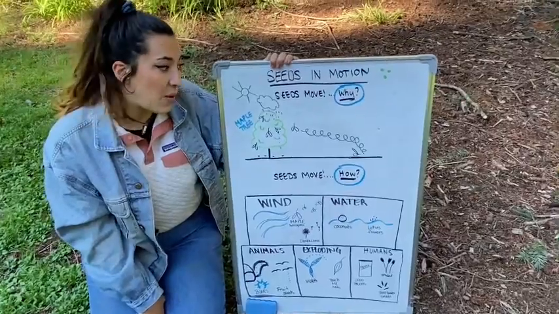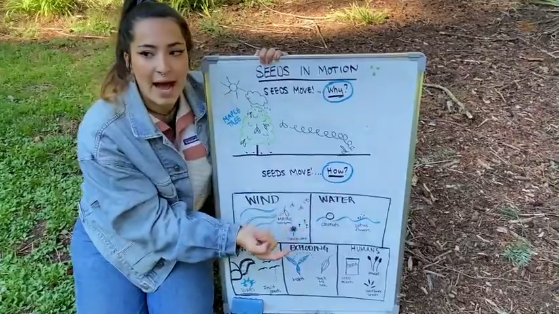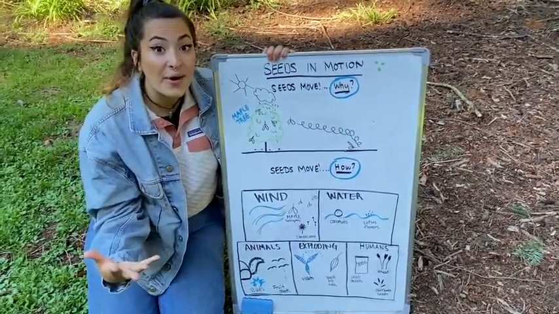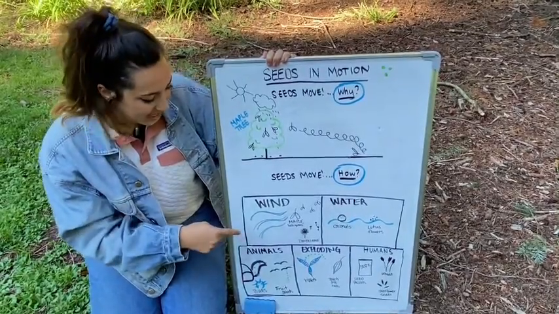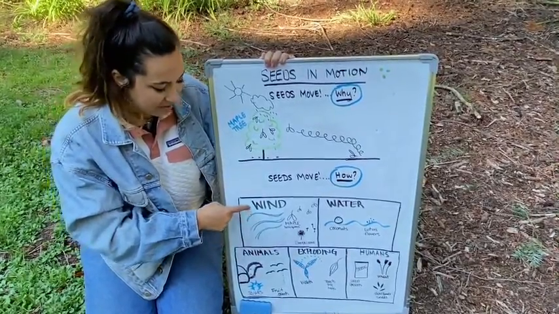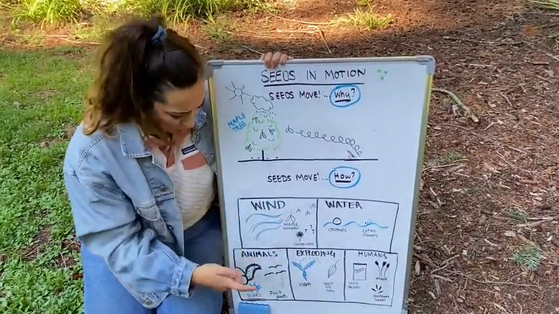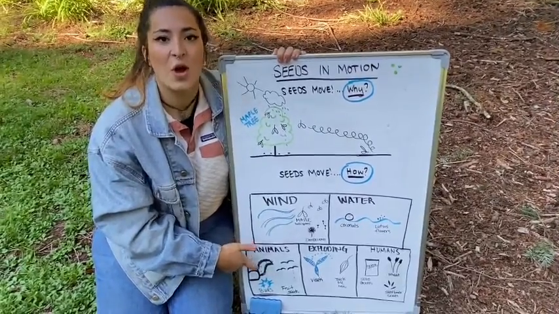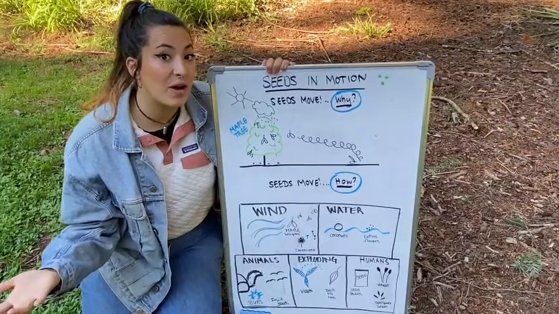Now that we know why seeds move and how they move around, we are going to try it on our own, and I'm gonna challenge you to figure out how you can get a seed to either fly through the wind, float on water, or stick onto something without falling off. We're gonna use things that you can just find around your house to do this project.